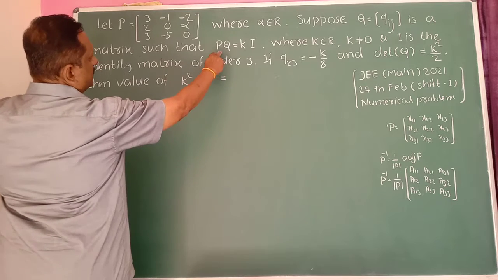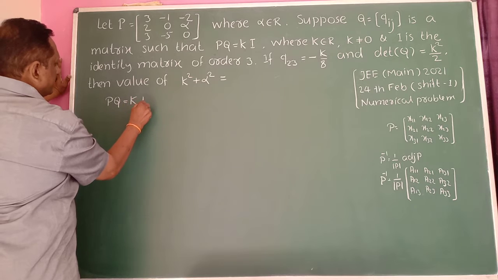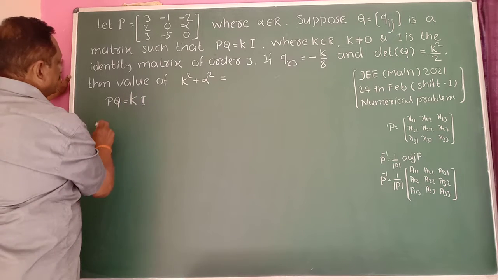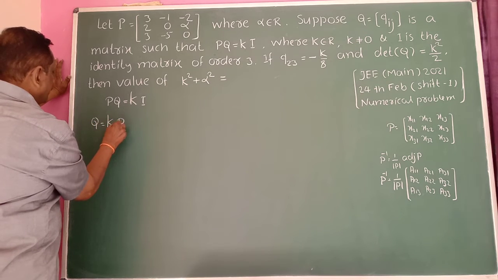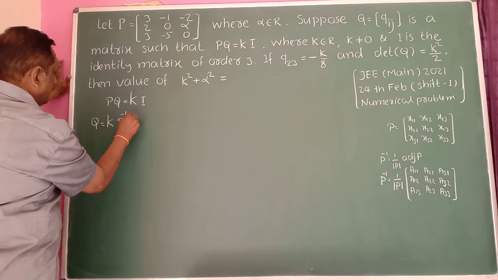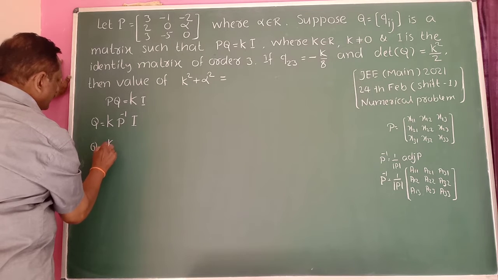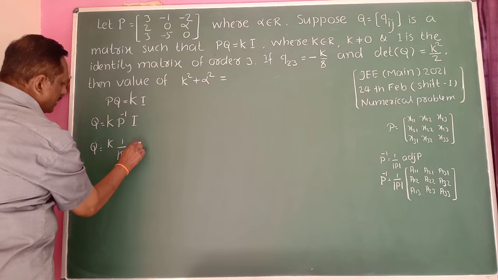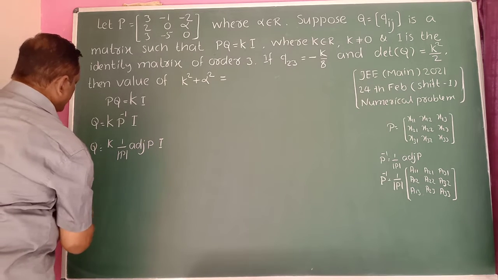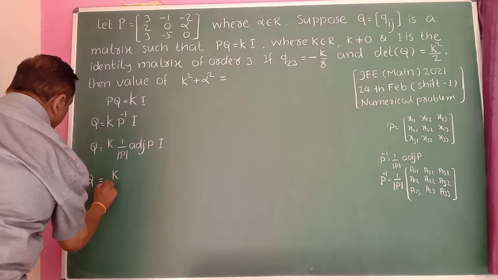So take this one here. P into Q is equal to K into I, where K is a constant. If you take P to the right hand side, then Q can be written as K into P inverse into I, the identity matrix. Therefore, this Q is equal to K times P inverse, where P inverse means 1 upon determinant of P into adjoint of P, into the identity matrix I. Therefore, this is equal to, so write K as it is here.